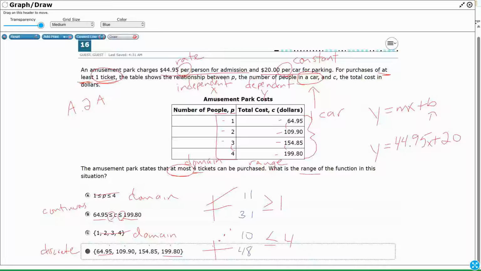And so sometimes it's as easy as looking at a table. Sometimes we need to look at the actual verbal description to know that we're talking about people. It has to be at least 1 ticket, at most 4 tickets, which means we're going to need discrete data. So this was definitely on the harder side. This was in fact tied for our 17th most challenging item on the test.